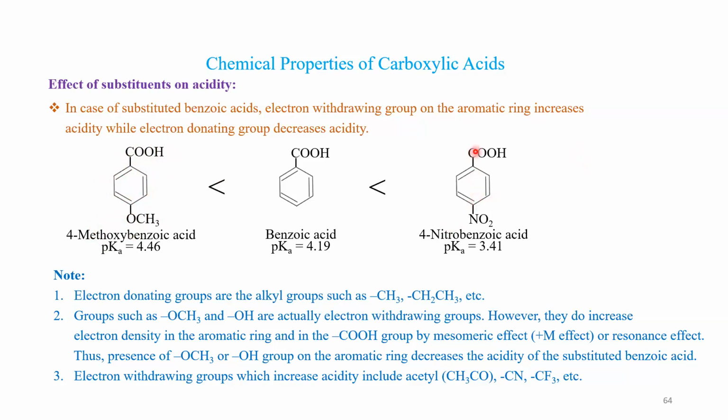Nitro group decreases the electron density on the COOH group by means of minus resonance effect or minus mesomeric effect, and therefore it is a stronger acid. It increases the acidity. So among these three, 4-nitrobenzoic acid is the strongest acid. It is stronger than benzoic acid, and benzoic acid is stronger than 4-methoxybenzoic acid. If you look at the pKa value, 4-nitrobenzoic acid is the strongest acid among these three, and it has the lowest pKa.